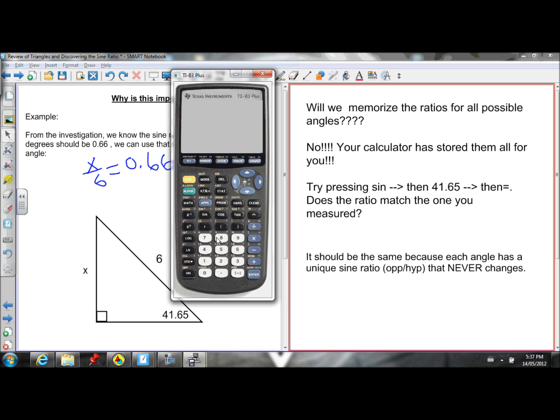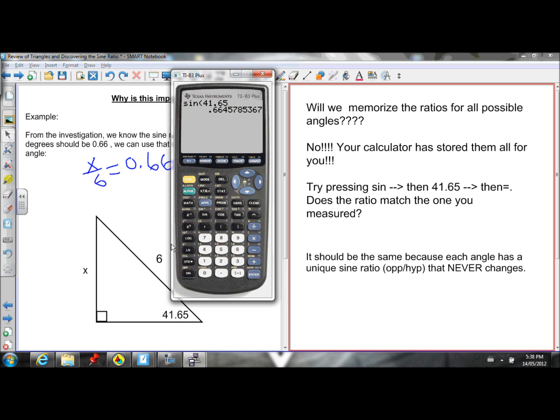Oh, what did I do here? If you put in sine of 41.65, oh, I'm not on degree mode. That'll change it. Make sure, there's a good lesson for you, make sure your calculator is on degrees. We don't know anything about radians yet. So sine of 41.65, hopefully it gives us 0.66, and it sure does.